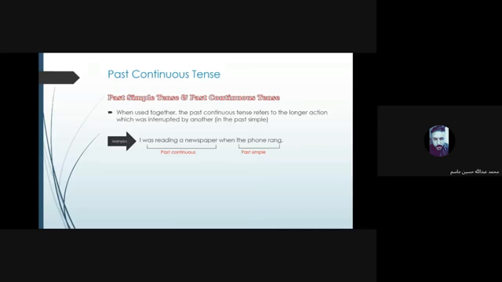Can you give me examples of a sentence containing both of the past continuous tense and the past simple tense? Yes. Okay. She was reading the book when I visited him. Okay, she was reading the book when I visited him.